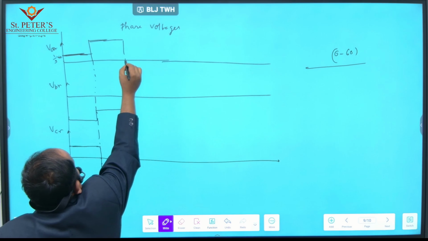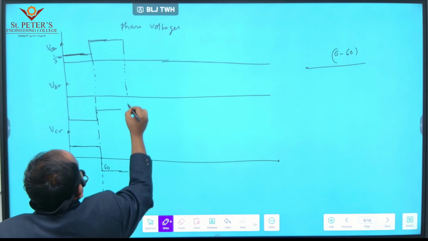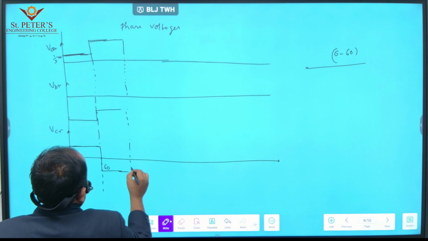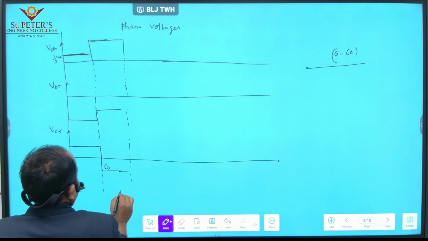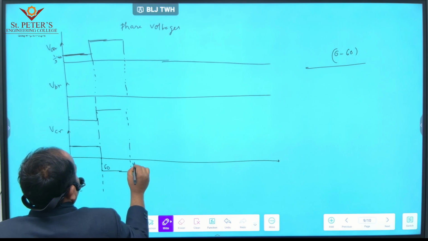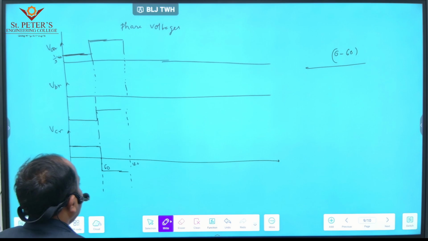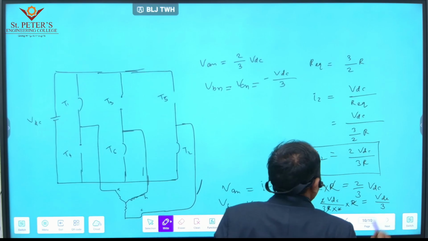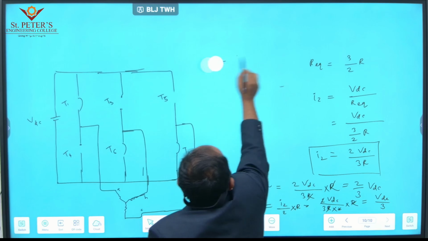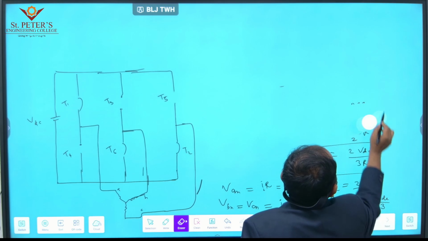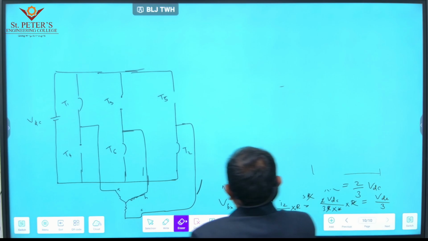Okay, so this is from 0 to 60 degrees. This is 60 to 120 degrees, this is 120. In the same way again you can go for the next instant, that is from 120 to 180.